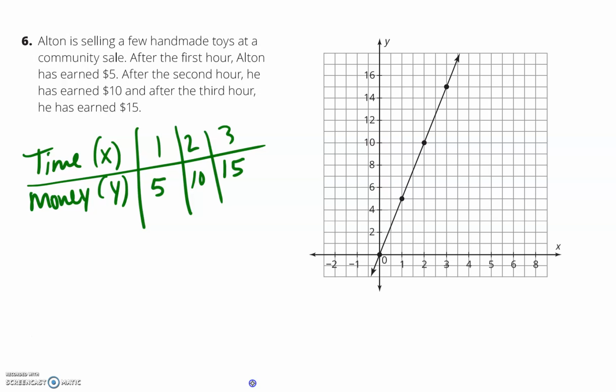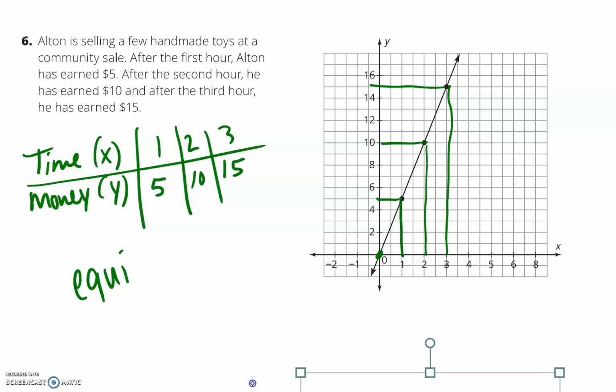And let's check it out. So after the first hour, he earned $5. So far, so good. Second hour, he earned $10. So far, so good. And let's test. Third hour, he earned $15. And at 0 hours, he had $0. So yes, this story problem and this graph line up perfectly, so they would be representatives of equivalent functions or equations.